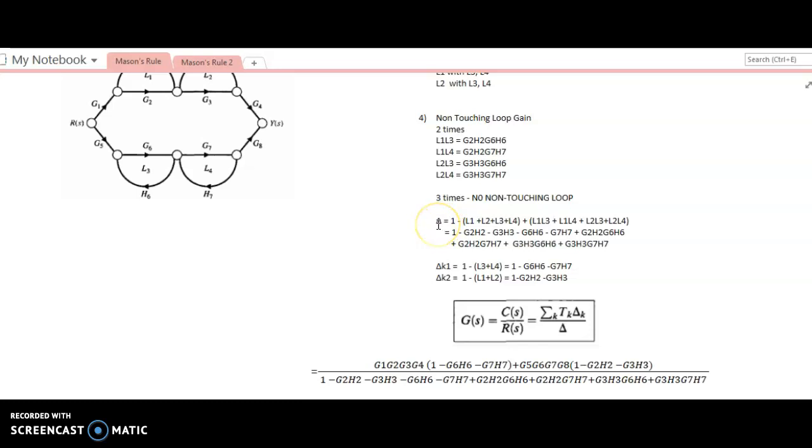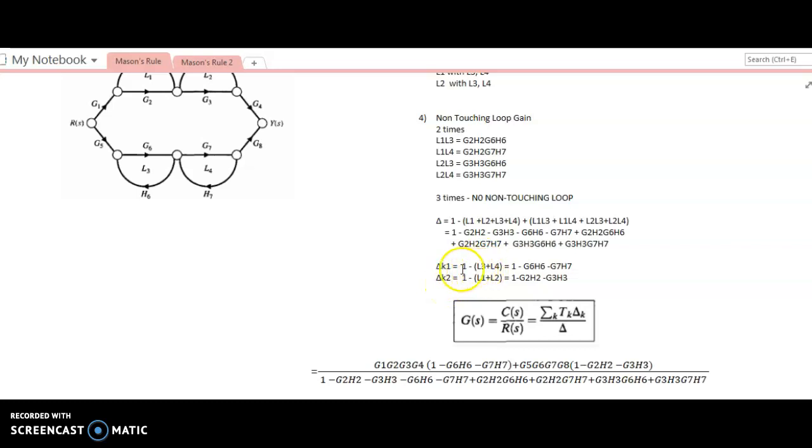Okay, delta equals 1 minus the summation of loop gain, plus the summation of non-touching loop gain taken two at a time. Okay, settle for this one. So just masukkan everything dalam delta ni. And then for the cofactor, ataupun delta K1 and K2, sebab kita ada 2 path.